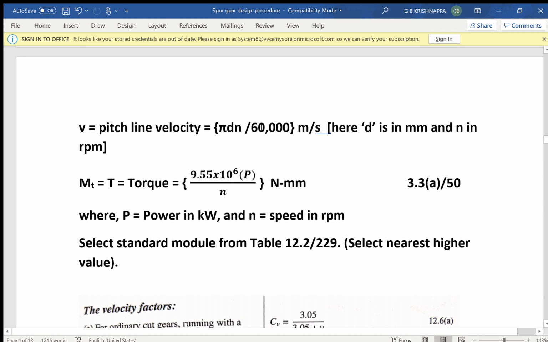We already mentioned the pitch line velocity is pi d n by 60,000, where d is in mm and n is in rpm. This d and n are for the weaker member. Torque is given by 9.5 into 10 to the power 6 into power divided by speed, where power is in kilowatts and speed in rpm. After obtaining the module, select a standard module from table 12.2, page 229. Select the nearest higher value.